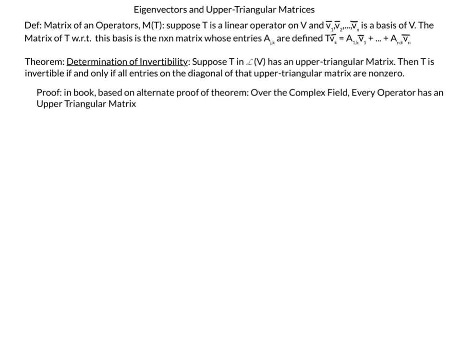We have the theorem, determination of invertibility. Suppose T in the set of linear operators over V has an upper triangular matrix. Then T is invertible if and only if all entries on the diagonal of that upper triangular matrix are non-zero. And the proof is in the book. It's based on the alternate proof of the theorem we just proved over the complex field, that every operator has an upper triangular matrix. We will not do the proof in this video.